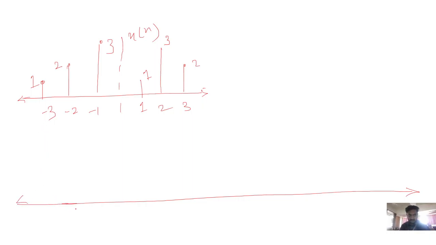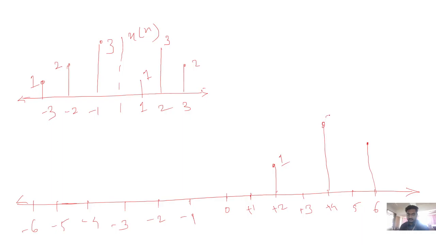It will run from minus 6 to plus 6, right? So this is minus 1, minus 2, minus 3, minus 4, not minus, this is plus, this is 5, this is 6, this is minus 1, minus 2, minus 3, minus 4, minus 5, minus 6. Okay, so at 0 it is going to be 0, at 1 it is going to be 1, at 2 it is going to be 1, at 3 it is going to be 0, at 4 it is going to be 3, right? At 5 it is going to be 0, and at 6 it is going to be 2.